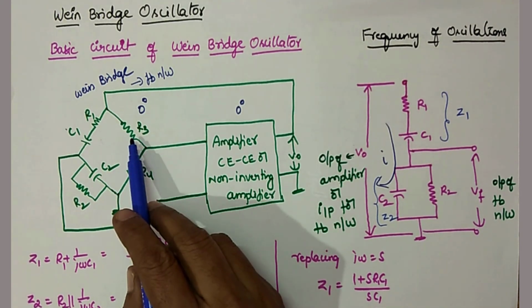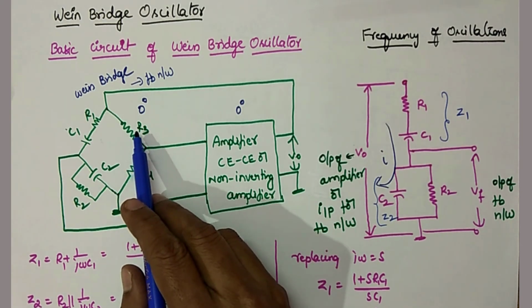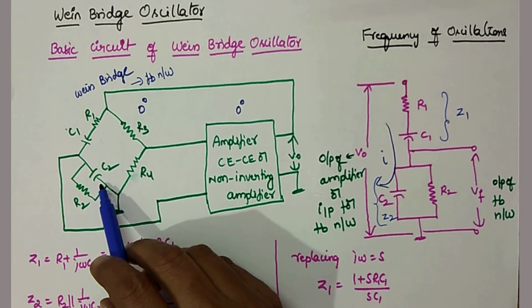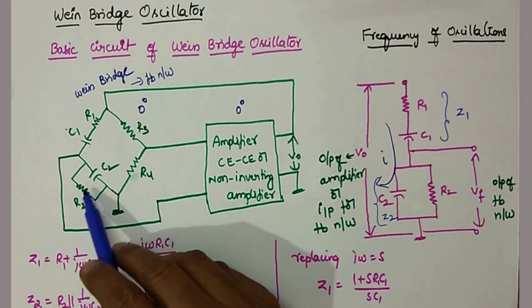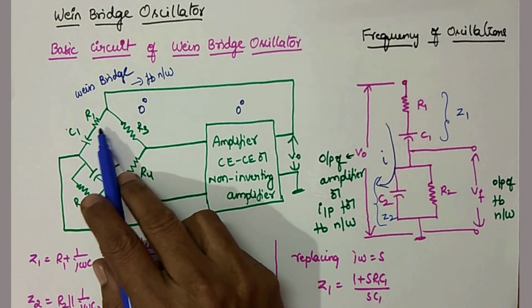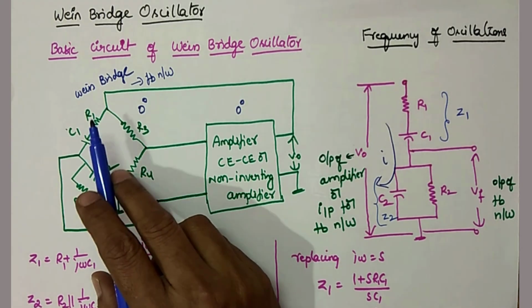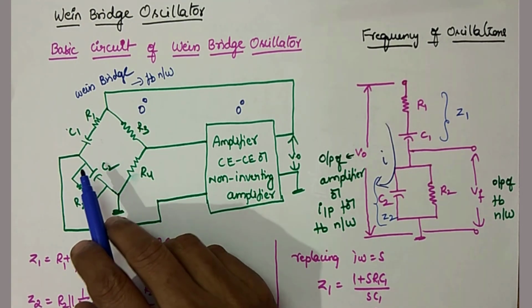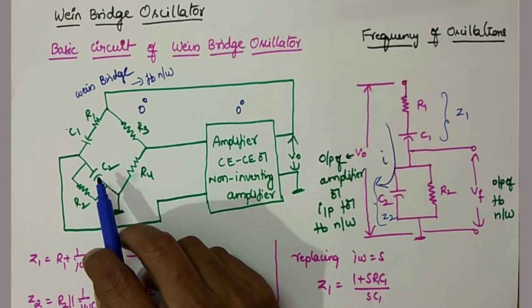So now what is the bridge balancing condition? See here, R3 into Z2. What is Z2? The parallel combination of R2 and C2, is equal to R4 into Z1. What is Z1? The series combination of R1 and C1. So that is the bridge balancing condition.